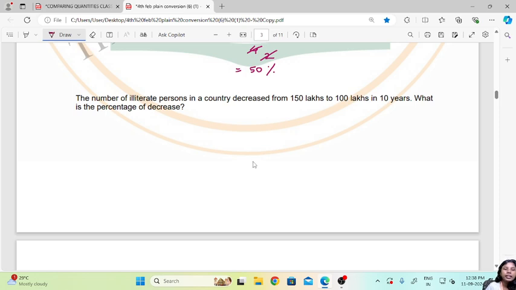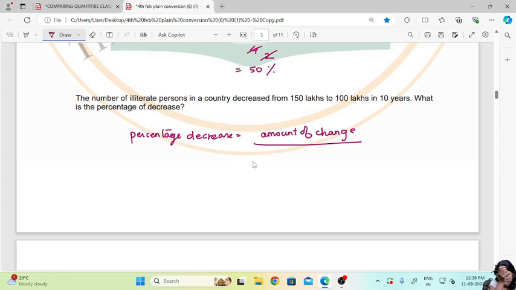So the number of illiterate persons in a country decreased from 150 to 100 lakhs in 10 years. What is the percent decrease? Again, percentage decrease will be equal to amount of change upon original amount into 100, because we are finding the percentage.